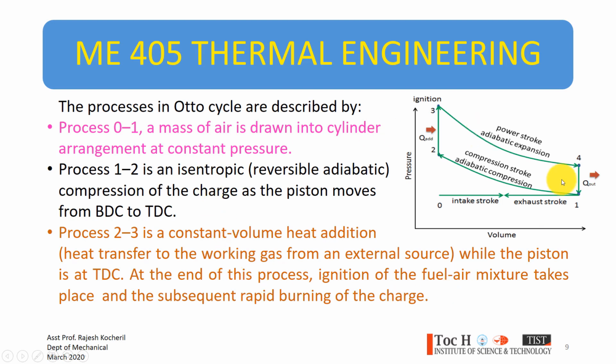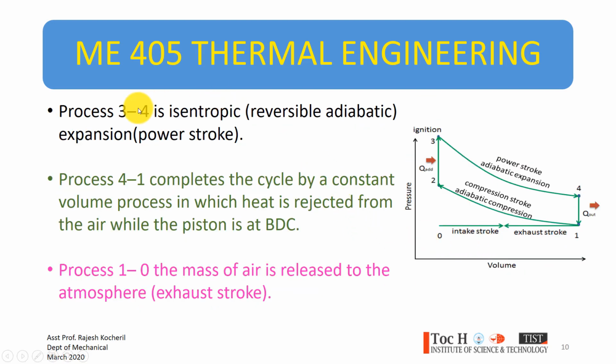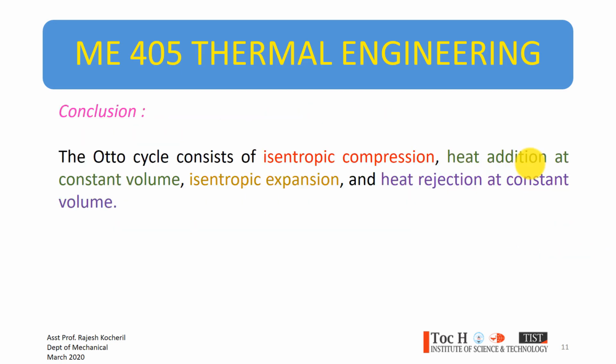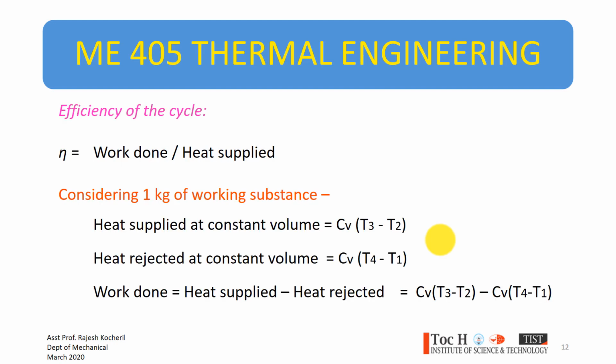Process 1 to 2 is isentropic, reversible, adiabatic compression. Process 2 to 3 is constant volume heat addition, and process 3 to 4 is reversible, adiabatic or isentropic expansion, or you can say the power stroke. Process 4 to 1 is heat rejection at constant volume, and 1 to 0 is the inlet stroke. So to conclude, the Otto cycle consists of isentropic compression, heat addition at constant volume, isentropic expansion and heat rejection at constant volume.